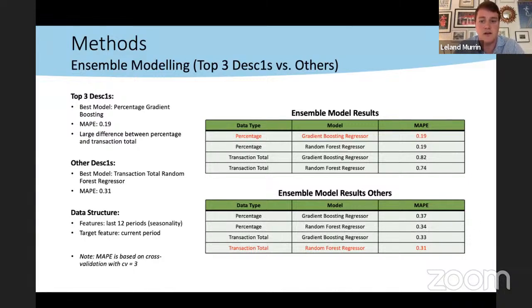The main difference here between the top 3 description ones and the other description ones modeling was that for the other description ones, all of the different types of models and data types that we passed were very similar in mean absolute percentage error, but very different for the top 3 description ones in terms of transaction total and percentage. And as I was mentioning, the data structure here is that we use a window of the last 12 periods to determine seasonality and to determine the target feature of the current period.